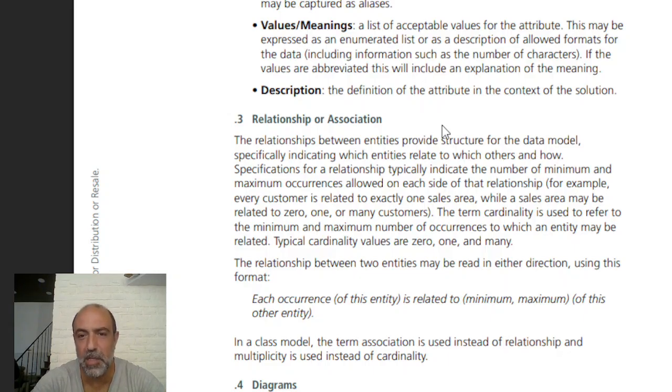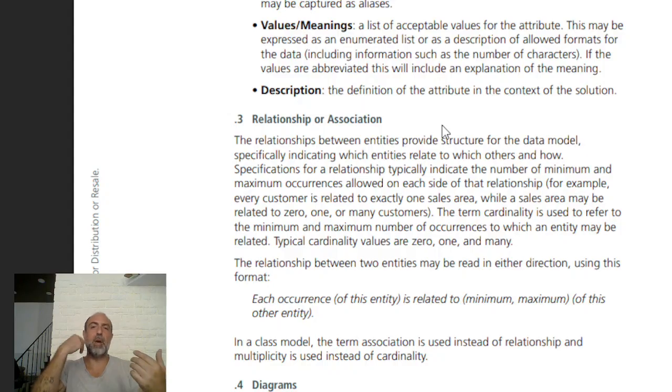The relationships between entities provide structure for the data model, specifically indicating which entities relate to which others and how. Specifications for a relationship typically indicate the number of minimum and maximum occurrences allowed on each side of that relationship. For example, every customer is related to exactly one sales area, while the sales area may be related to 0, 1, or many customers. So those relationships are table relationships.